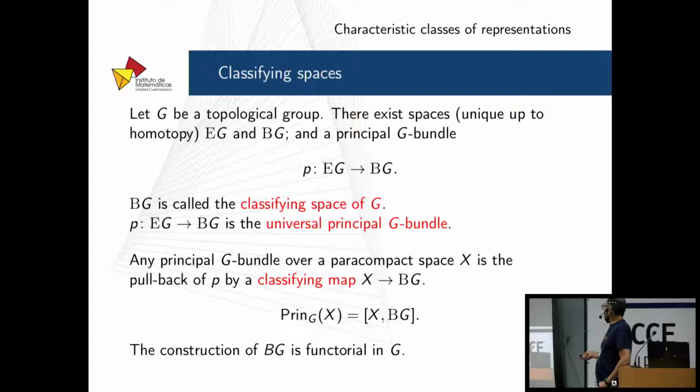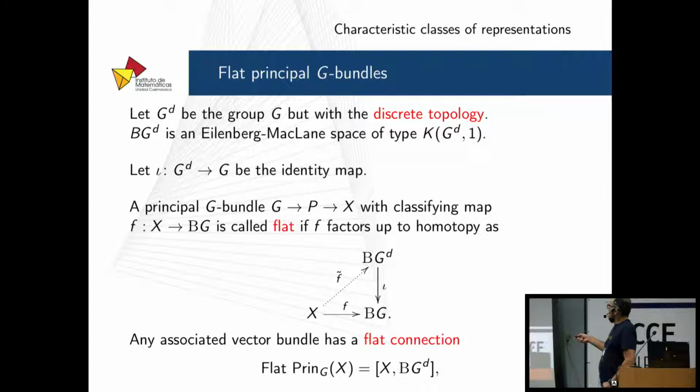Also, we can consider G as a topological group with the discrete topology. When I do that, I will put a D here to indicate the discrete topology. In this case, the classifying space is an Eilenberg-MacLane space of type K(G,1). That means that the fundamental group of this space is G, and all the higher homotopy groups are trivial. And of course, I can take the identity map from G with the discrete topology to G with its usual topology, which is a continuous map.